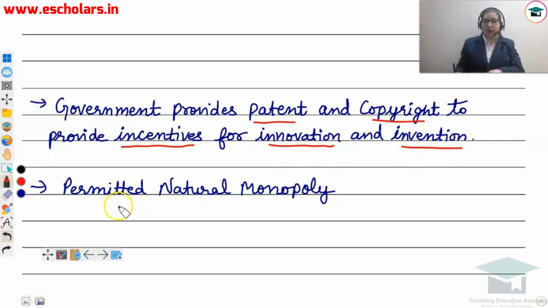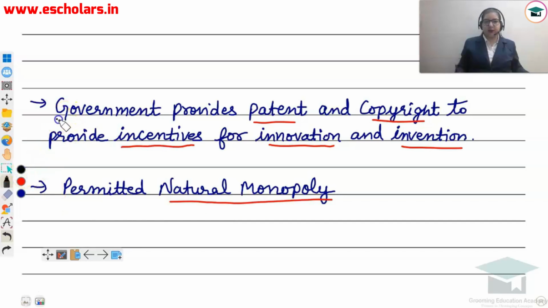Also, the government is allowing natural monopoly. Now, what is natural monopoly? Natural monopoly means that where a single firm is able to supply the goods and services efficiently in a particular location, better than a combination of two or more firms could, it is allowed. Okay, so that is a natural monopoly. This basically occurs in the case of electricity supply and water supply. Okay, natural monopolies arise due to the huge fixed cost involved.